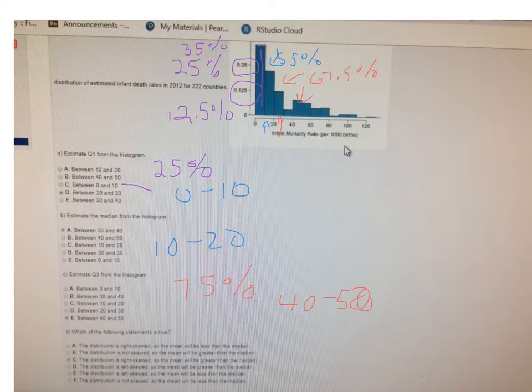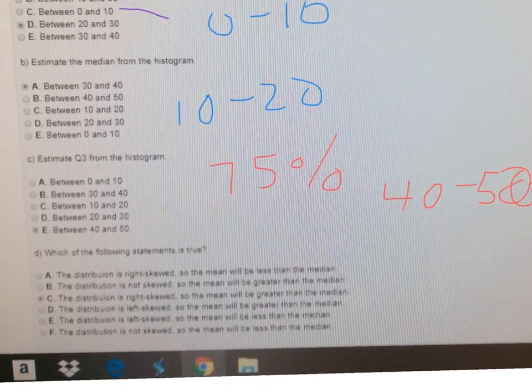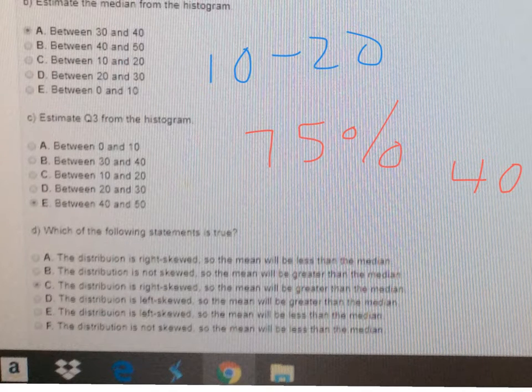And then the last question is saying, which of the following statements is true? So the choices that you're given here, you can narrow it down right away to the two that are right skewed. Just having a little bit of trouble reading it on the screen here, so let me make it bigger. Oops. So we have A and C where it's right skewed, and when something is right skewed, the mean is greater than the median, and so we're looking for the mean will be greater than the median. Yep, you got it right. That's C.